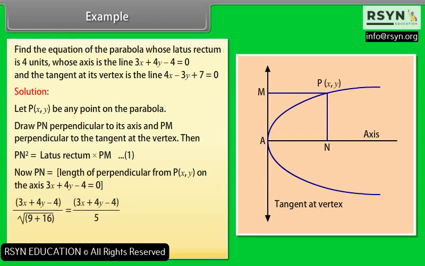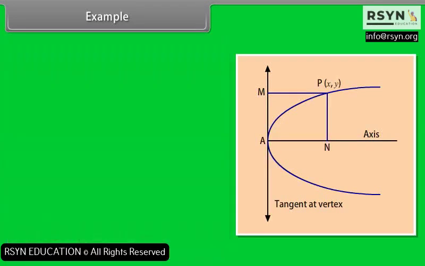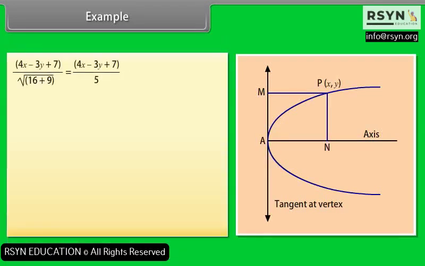That is, (3x plus 4y minus 4) upon under root 9 plus 16 is equal to (3x plus 4y minus 4) upon 5. PM is equal to the length of the perpendicular from P(x, y) on the tangent at vertex A, 4x minus 3y plus 7 is equal to 0. That is, (4x minus 3y plus 7) upon under root 16 plus 9 is equal to (4x minus 3y plus 7) upon 5. Latus rectum is equal to 4.